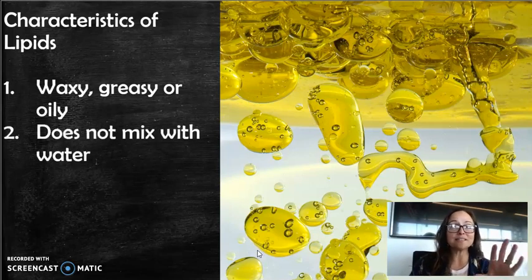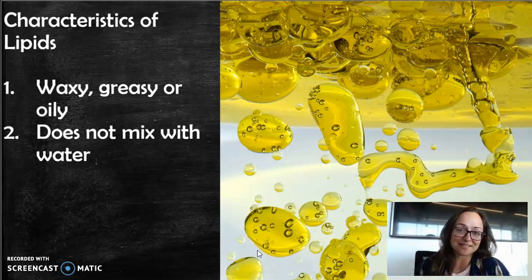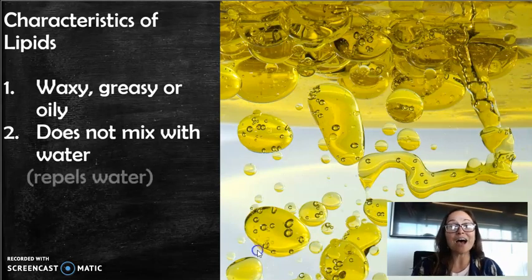One of them is that they have a waxy, greasy, or oily consistency. Basically, if you've touched butter, how it leaves a greasy feeling on your hands, that is a lipid. Or if you've touched oil, or seen bacon grease, or wax, any of that is characteristic of lipids. Lipids do not mix well with water, and they will repel water if they ever come in contact.